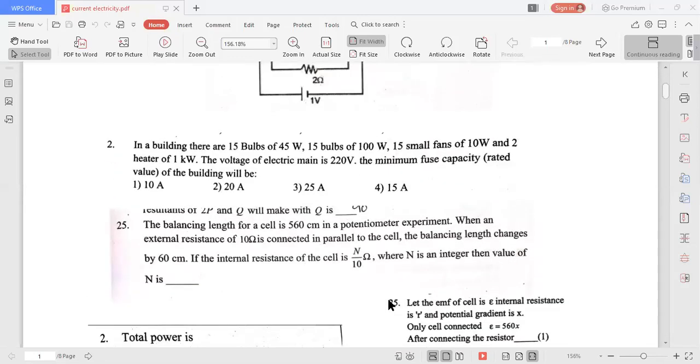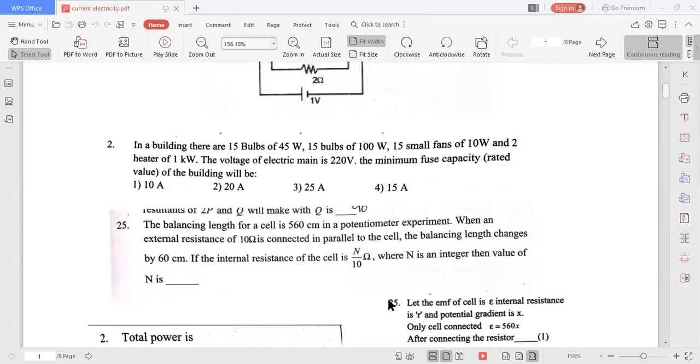You see the second problem. In a building, there are 15 bulbs of 45 watt, 15 bulbs of 100 watt, and 15 small fans of 10 watt each, and 2 heaters of 1 kilowatt. Okay, the voltage of the electric mains is 220 volt. The minimum fuse capacity rated value of the building will be dash.